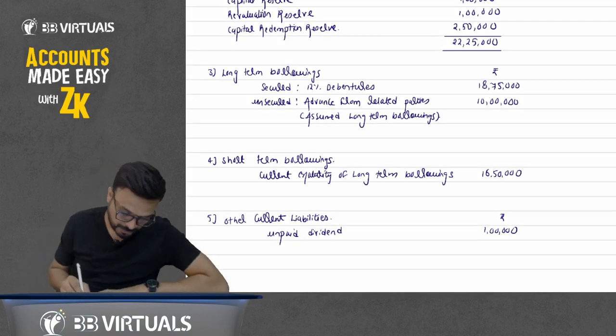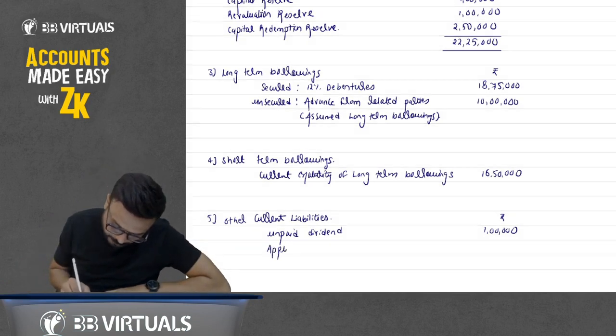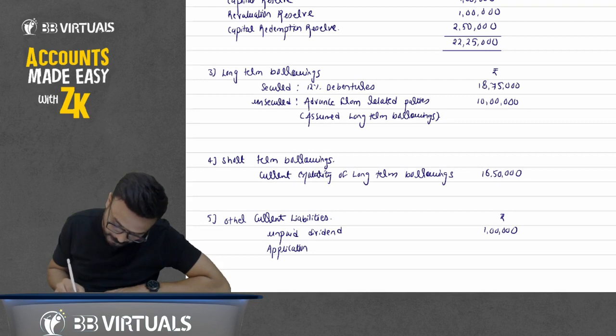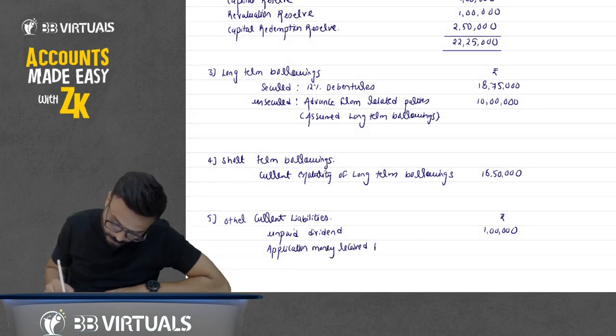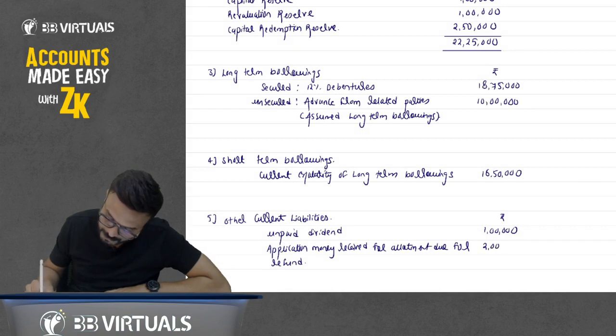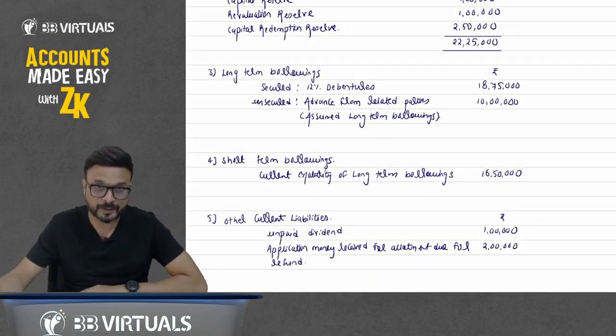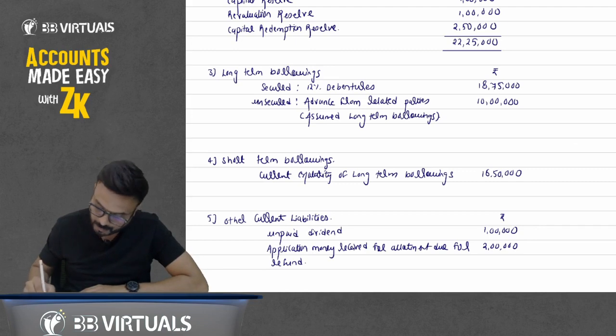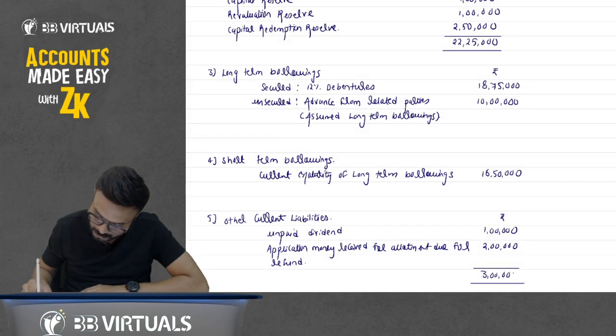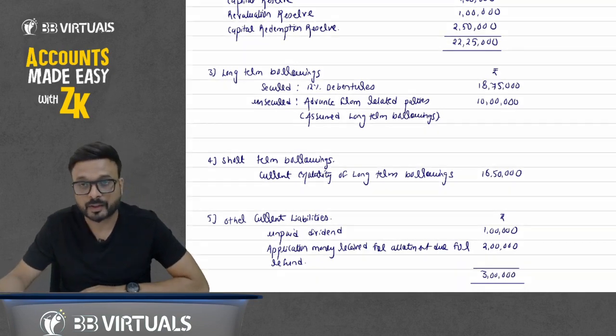So write down here application money received for allotment due for refund. How much is it? 2 lakh rupees. So total amount here, 1 plus 2, how much is it? Total amount here is 3 lakh rupees.